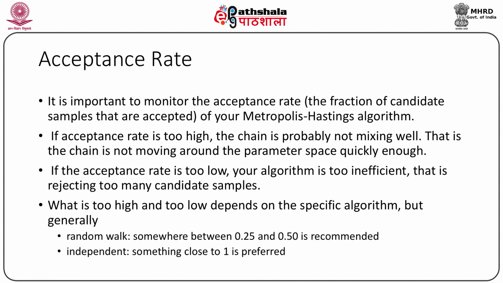Now we'll talk about some fine points regarding the acceptance rate. It is very important to monitor the acceptance rate, the fraction of candidate samples that are accepted, of your Metropolis-Hastings algorithm. If the acceptance rate is too high, the chain is probably not mixing well. That is, the chain is not moving around the parameter space quickly enough. If the acceptance rate is too low, your algorithm is too inefficient, that is, rejecting too many candidate samples.